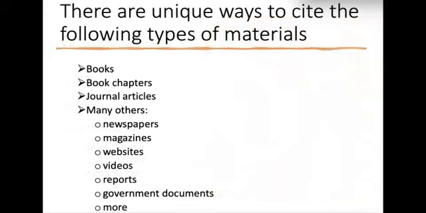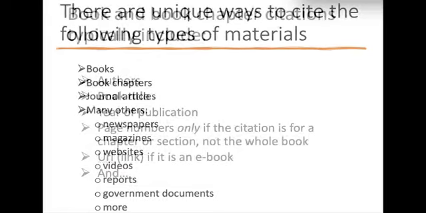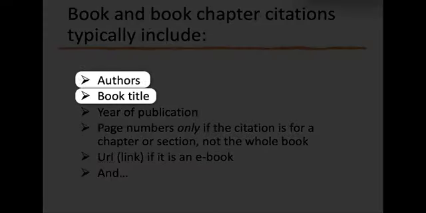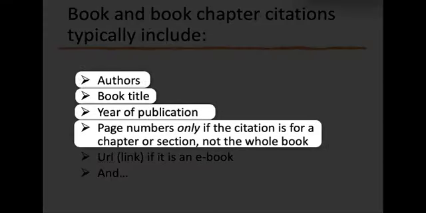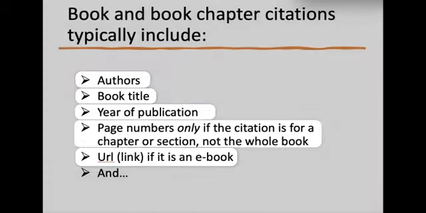Regardless of the style used, there tend to be common elements included in citations for different materials. We'll focus on some common types of materials: books, book chapters, and journal articles. Citations to books and book chapters typically include the elements listed starting on the 5th slide. They are authors, book title, year of publication, page numbers only if the citation is for a chapter or section and not the whole book, and a link if it is an ebook.